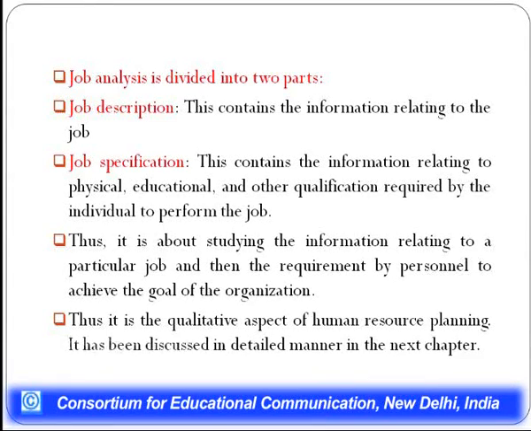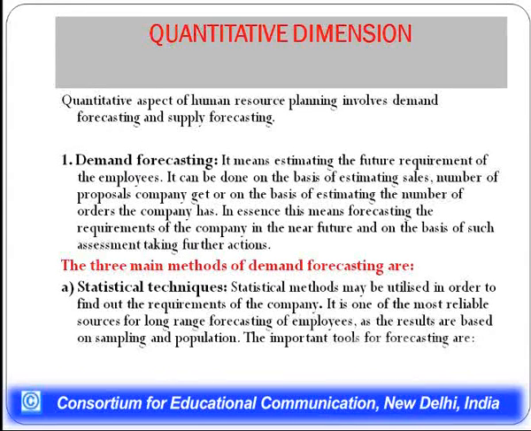When you talk about the qualitative dimensions, this was basically about job analysis, which is again divided into two: the basic parameters about the job, and the basic parameters about what qualifications are needed in doing that particular job. So job analysis is basically of two types: specifications and descriptions. Coming on to the quantitative dimensions, the quantitative aspect of human resource planning involves demand forecasting and supply forecasting. Demand forecasting means estimating the future requirement of employees, and it can be done on the basis of estimating the sales, the number of proposals the company gets, or the number of orders the company has. In essence, this means forecasting the requirement of the company in the near future on the basis of such assessment and taking further action.